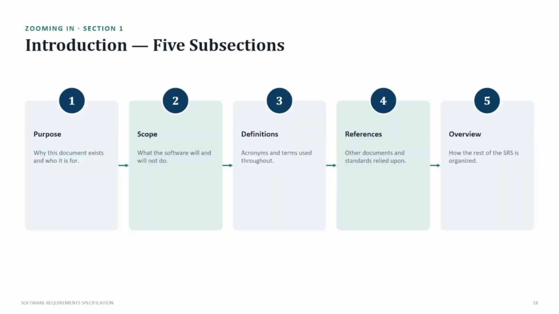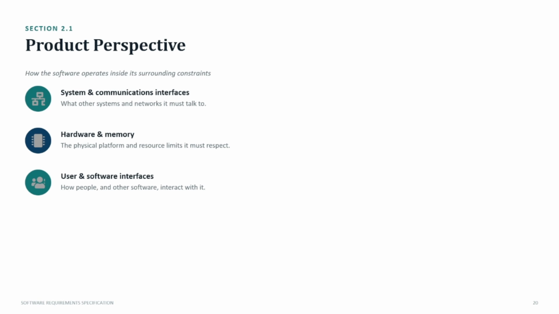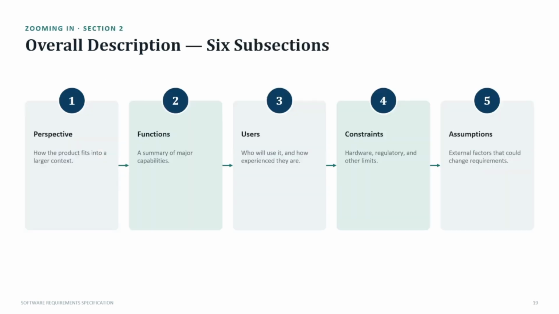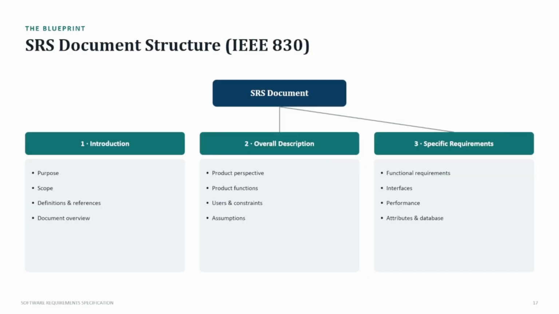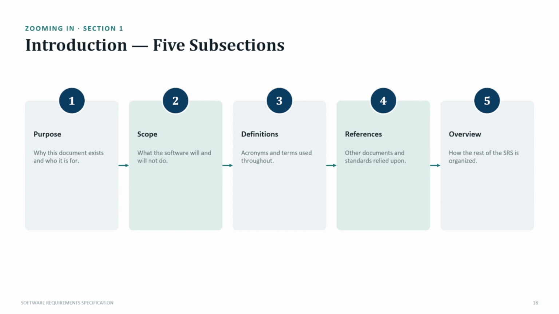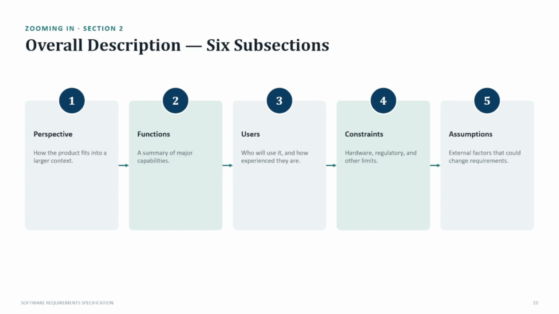Then 5 subsections in introduction: purpose, scope, definition, reference, and overview. We'll learn them. Then okay, we'll start with product perspective. How is the software inside? So in product perspective, if you see here, in introduction, then overall description. In introduction we have purpose, scope, these are all generalized. Then next is overall description, we'll have 6 subsections: perspective, function, users, constraints, and assumptions.